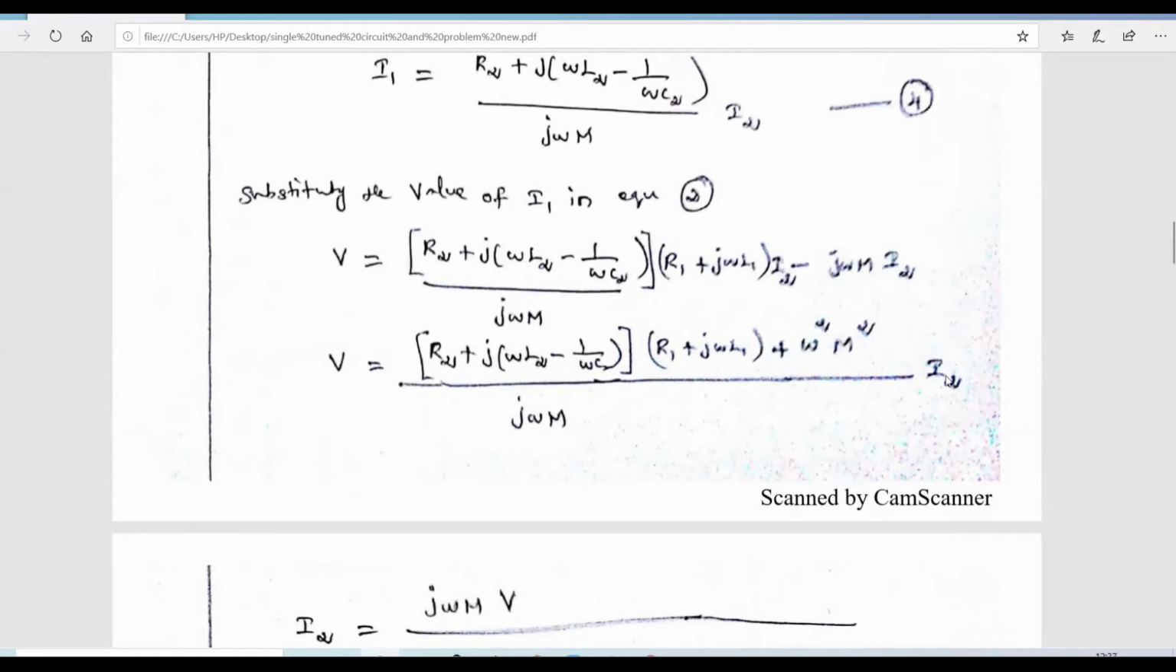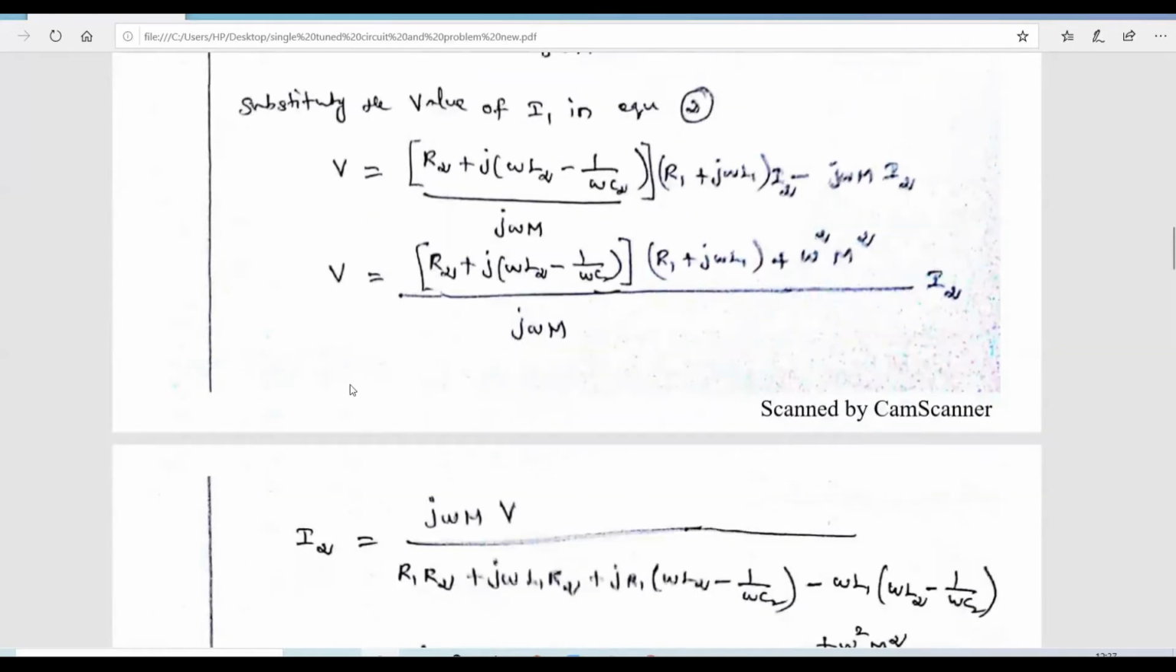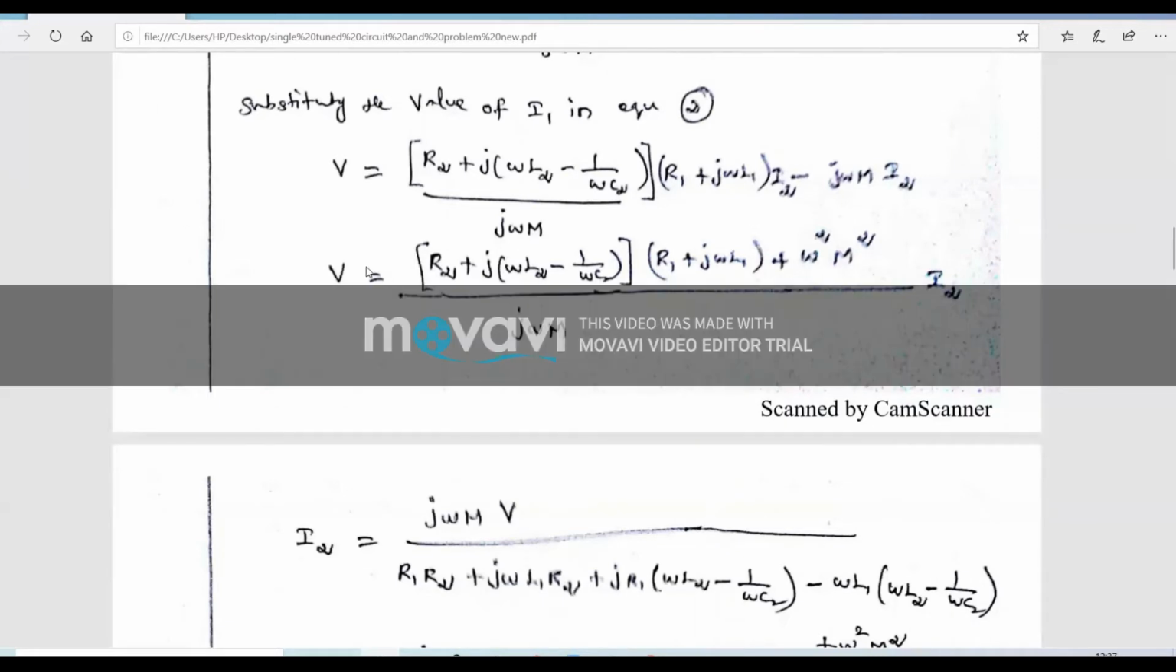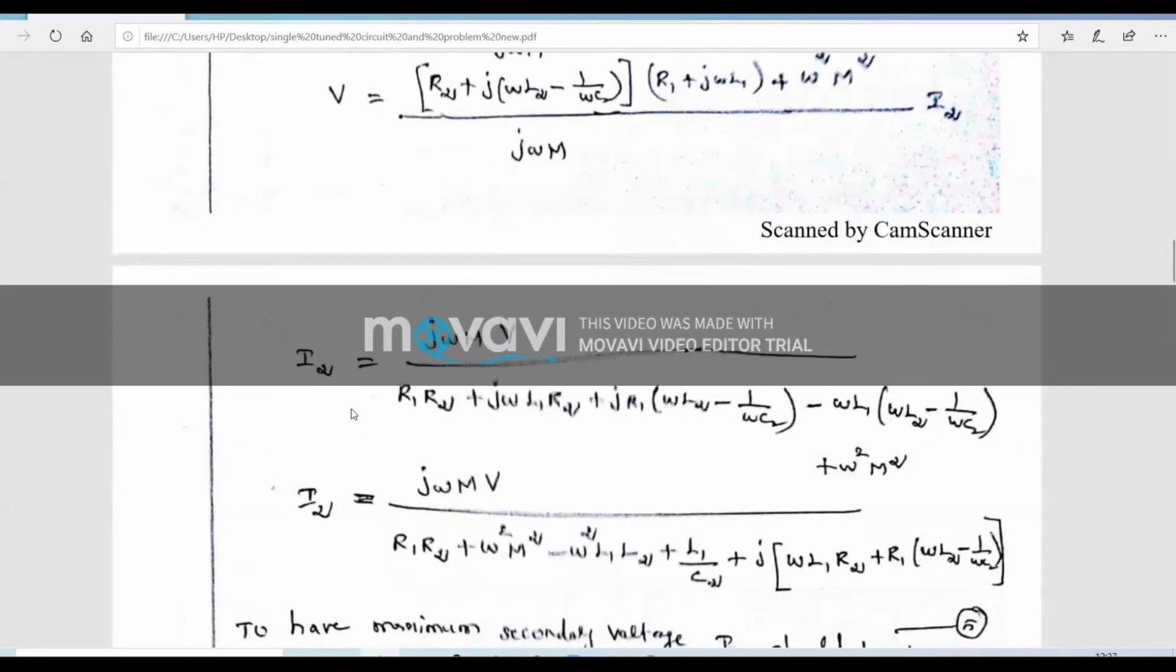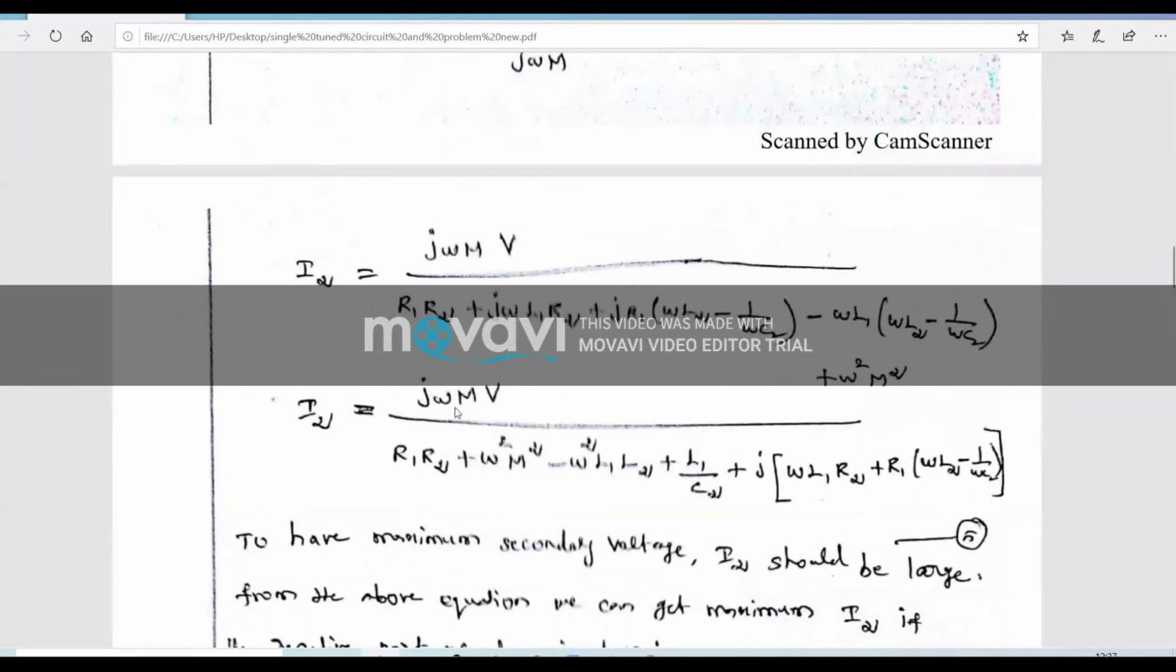Our aim is to find out I2. From this, I2 can be written as j omega M multiplied with V, divided by this term. So this is the value of the current I2. Here you just rearrange the terms.